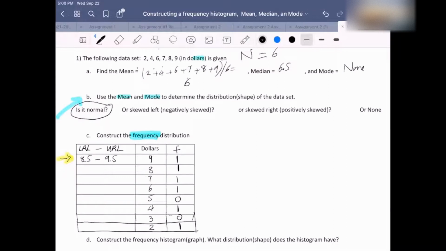How about the 8? What are the limits for the 8? All right, so 7.5 to 8.5. Subtract 0.5 for the lower one and add 0.5 for the upper one, okay? And so on. How about the next one? Tell me.